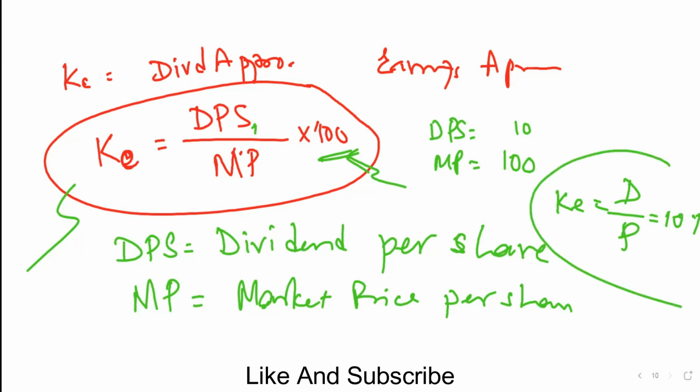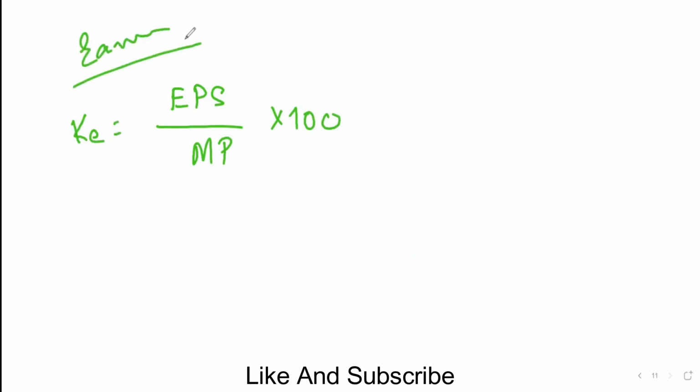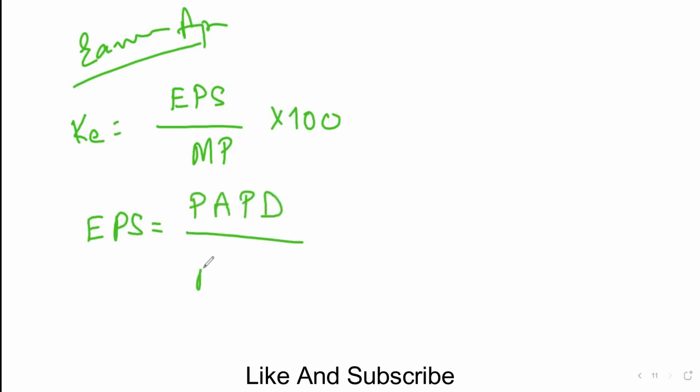Next. Shall we go to earnings approach? EPS by market price into 100. KE, earnings approach. एक dividend approach, एक earnings approach. So उन्होंने देता है EPS. EPS बोले तो PAPD by number of equity shares. Number of equity shares in a company. Number of, इसको underline करो, इसको circle कर लो.